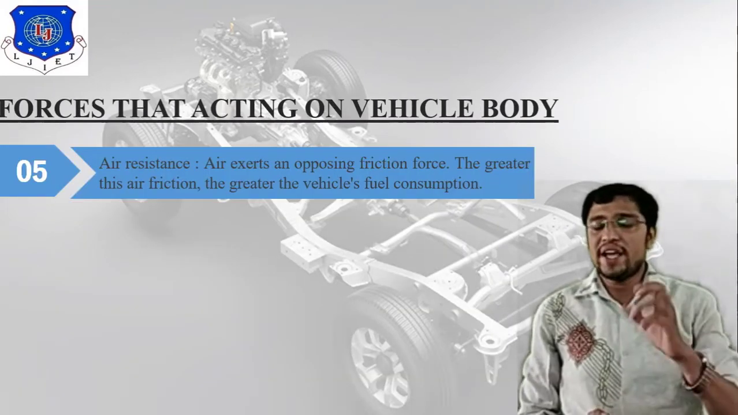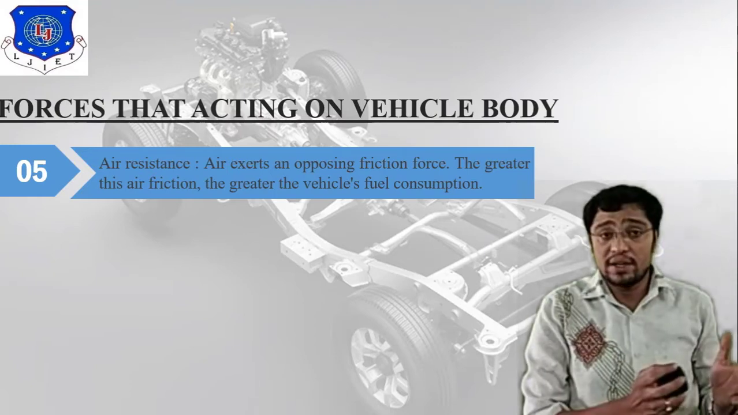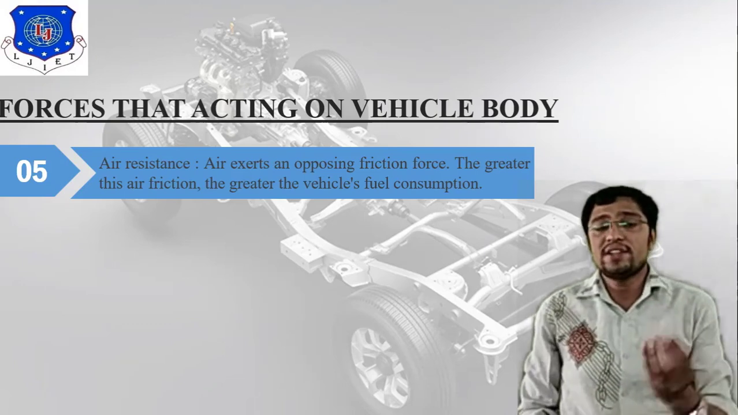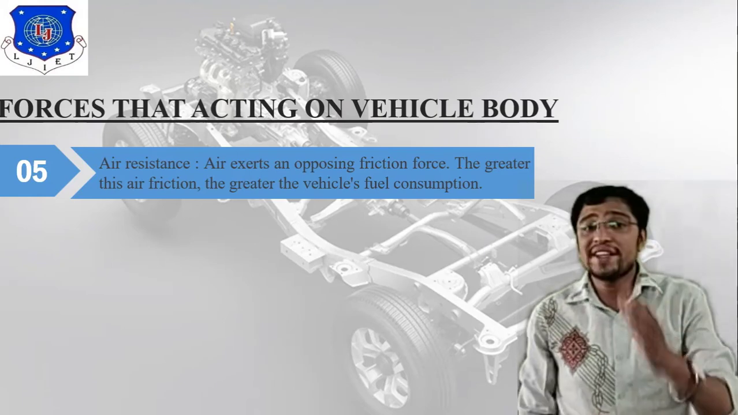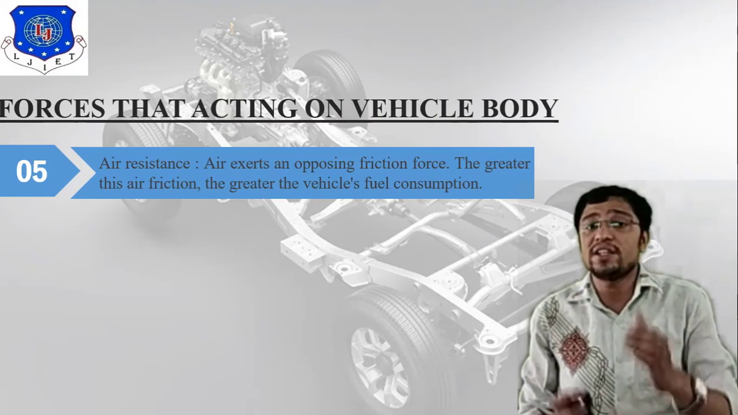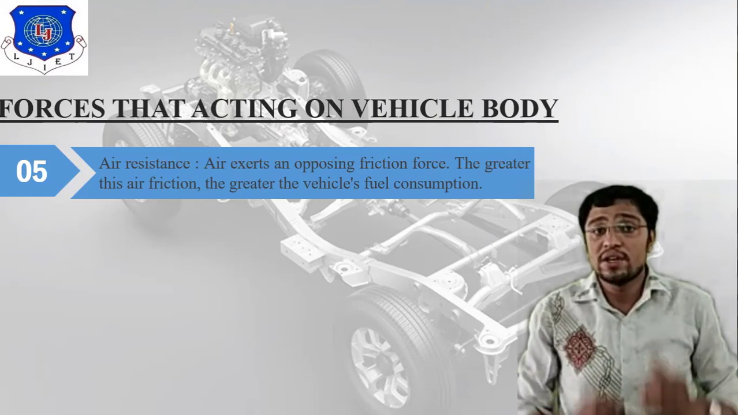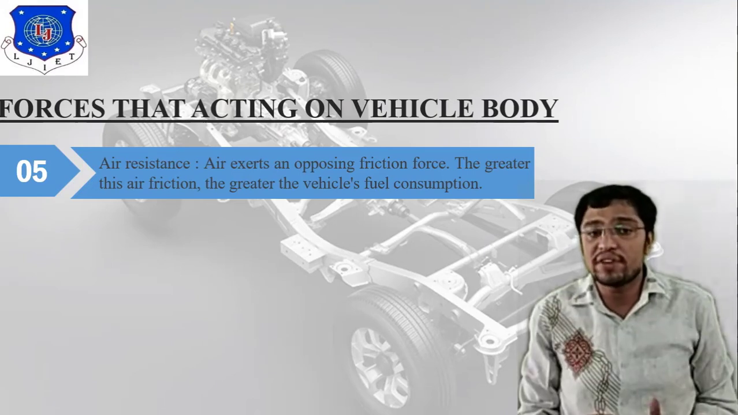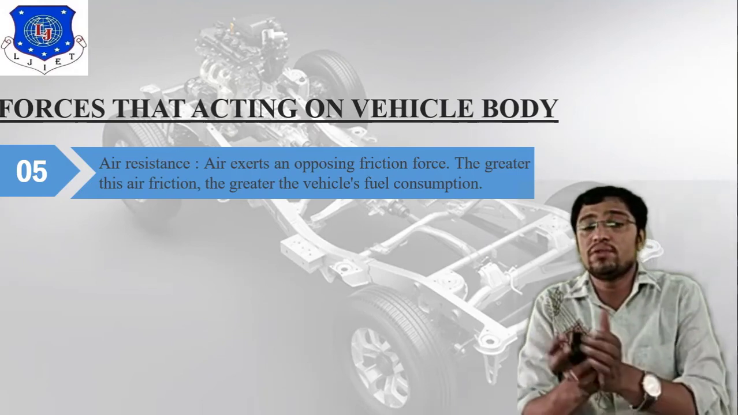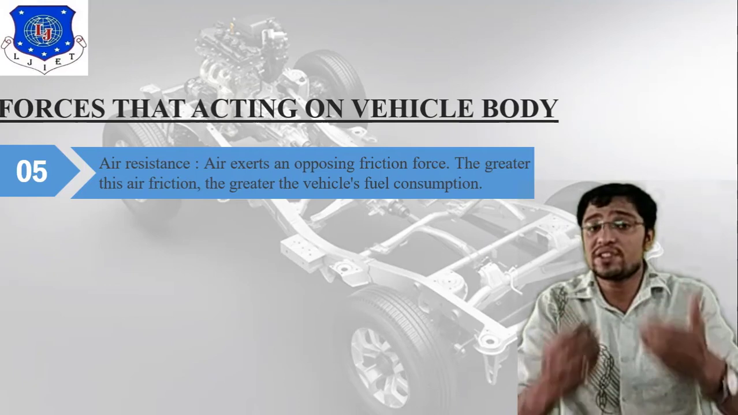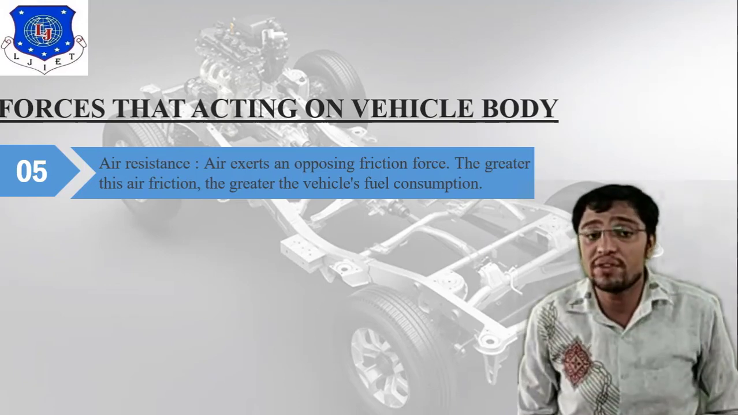So the fifth one is air resistance. So now what is air resistance? If you drive your car in the forward direction, then there is some resistance acting on your vehicle body. It is always in the opposite direction compared with the driving force, right? So what is air resistance? Air exerts an opposite friction force. The greater this air friction, the greater the vehicle's fuel consumption. If there is more air resistance, then you will get more fuel consumption.